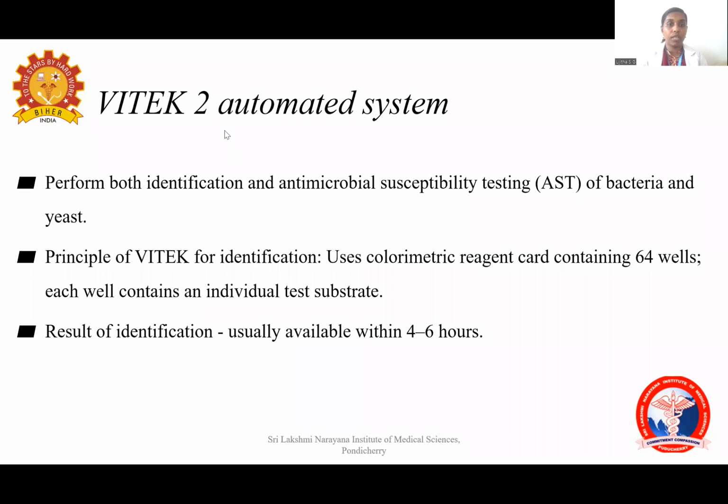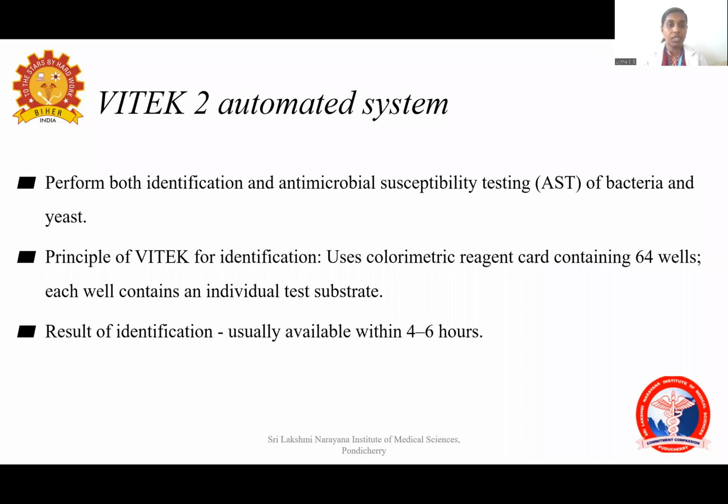Then the Vitek 2 automated system will also perform both identification and antimicrobial susceptibility testing. It uses certain colorimetric reagent cards. So Vitek 2 and Vitek MS are different. Vitek 2 uses colorimetric reagent cards containing 64 wells. There will be a 64 well card. That single card is used for one organism identification.